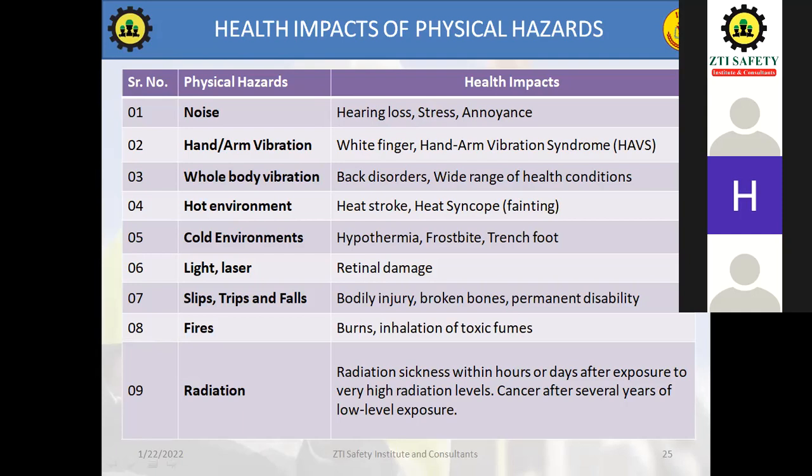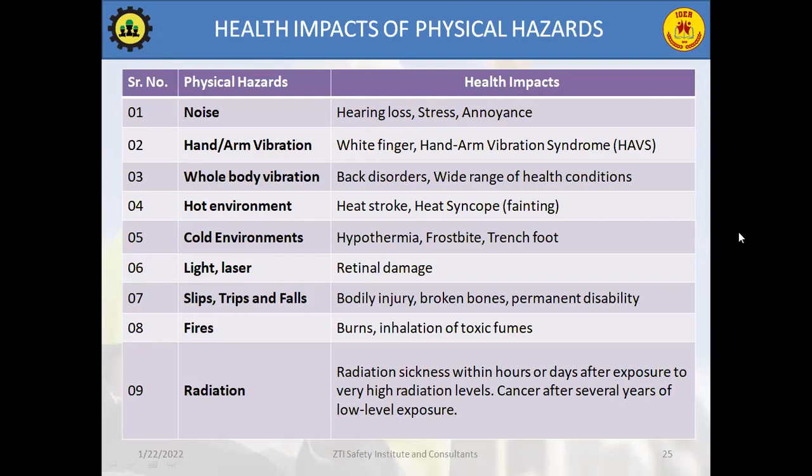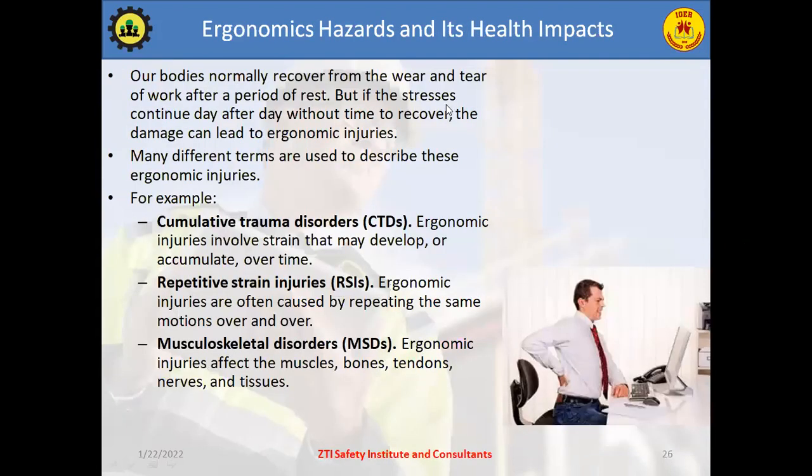This kind of environment can cause a condition which is chronic and which takes years to cure. Then we have ergonomic hazards and their health impacts. As I have told before, our bodies normally recover from the wear and tear of work after a period of rest. But if the stresses continue day after day without time to recover, the damage can lead to ergonomic injuries. Many different terms are used to describe these ergonomic injuries.